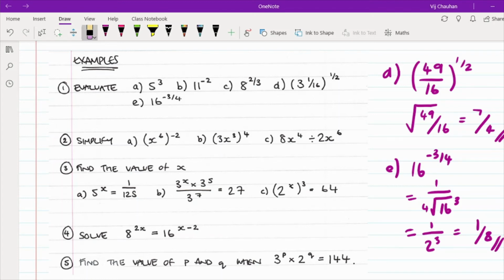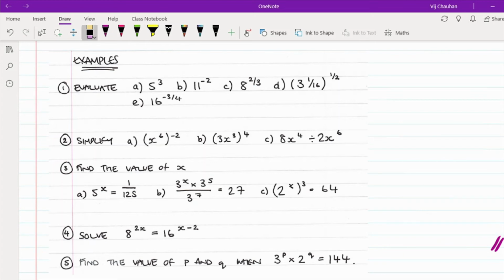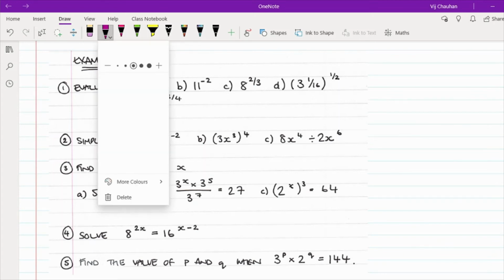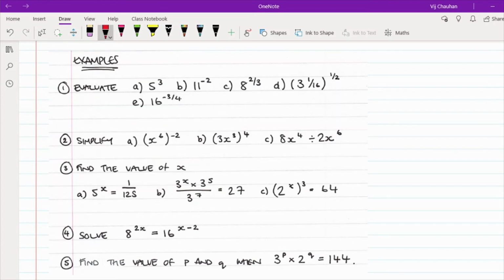Moving on to question 2. So again, here we're simplifying, and it obviously now introduces some algebra. So if I just get rid of this, just bear with me. I'm sure there's a quicker way of doing this, but there we go. So let's change the colour of the pen just to mix it up a little bit. Right, so with regards to question 2, here we're moving on to the algebra side.